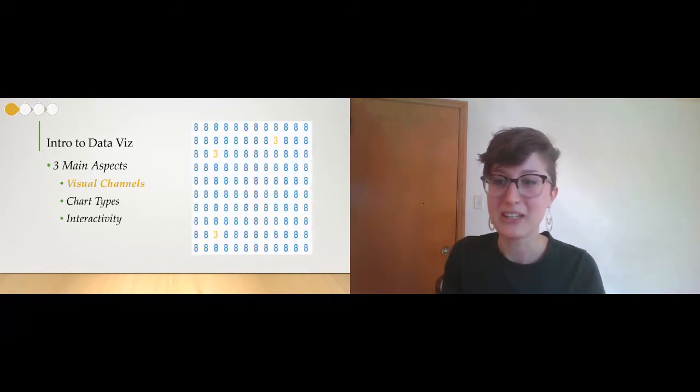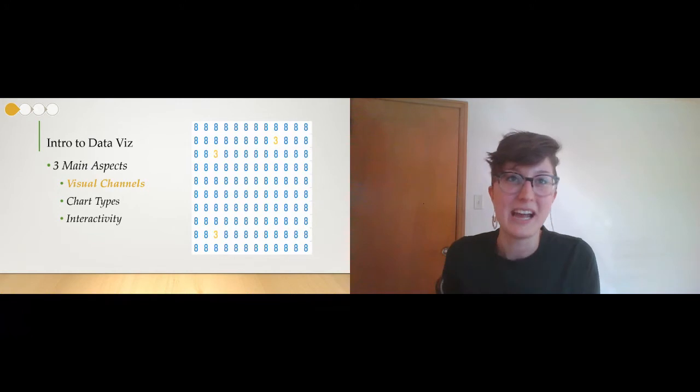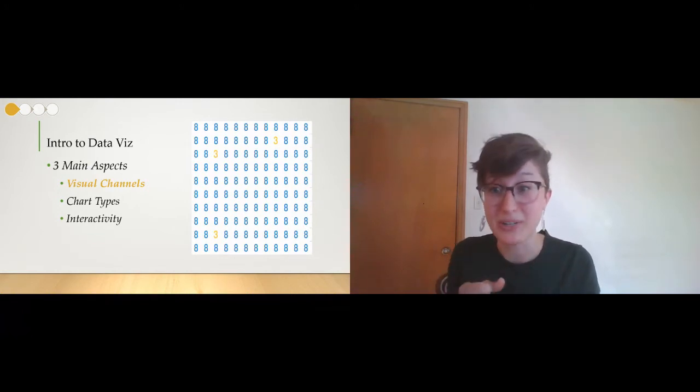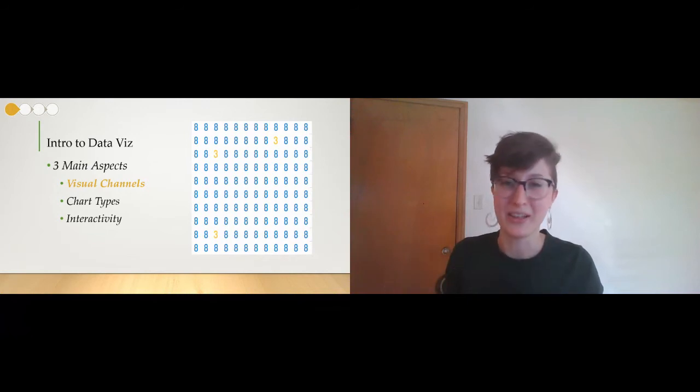So does it almost feel like you're not even counting how many 3s there are? You're not seeing like 1, 2, 3. You're just seeing that there are 3. That's kind of what color can do, what these visual channels can do, is let us in an instant be able to tell a pattern in the data.